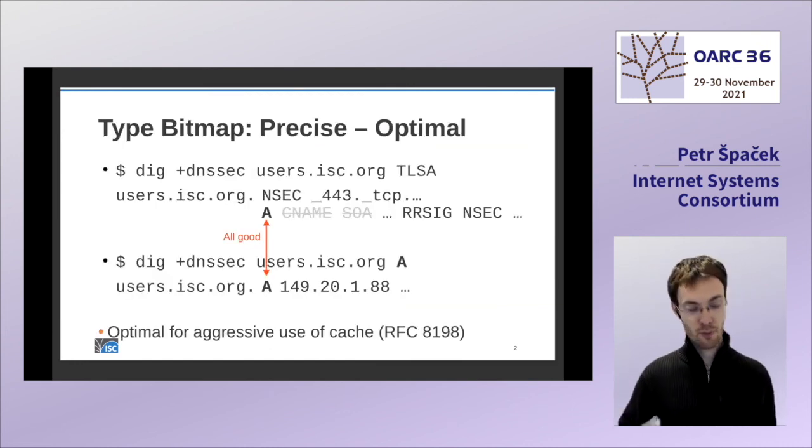Just a quick recap. The type bitmap is a list of types which exist on a given name. So here on the slide, we have the precise type bitmap. We can see that on the name users.isc.org, only 3 types do exist. It's the A and the mandatory RRSIG and NSEC, and that's it.